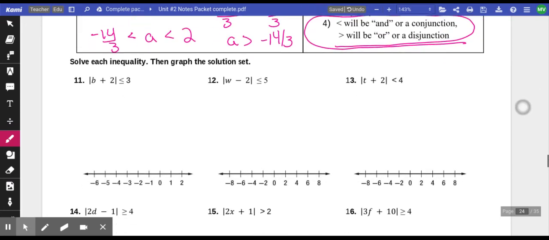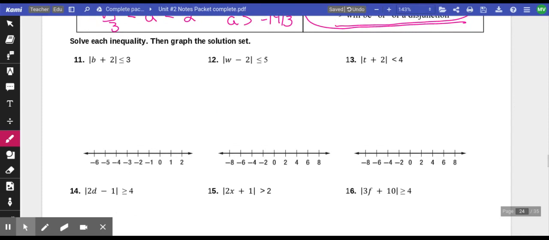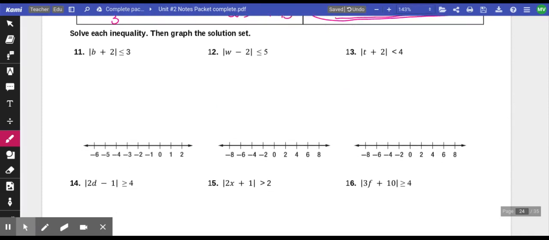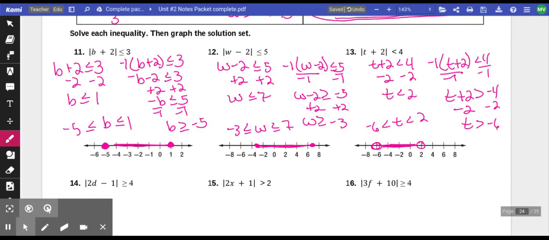So I want you to pause and try 11, 12, and 13, and then I'll come back and do 14 for you. Okay, so I solved these. Again, the important part is the two inequalities. So it's b plus 2 is less than or equal to 3, and then -1 times (b plus 2) is less than or equal to 3. That gave me my and solution because it's less than. So it's -5 is less than or equal to b is less than or equal to 1, which I graphed on that number line.